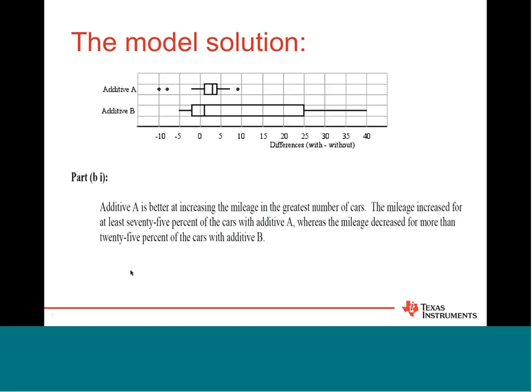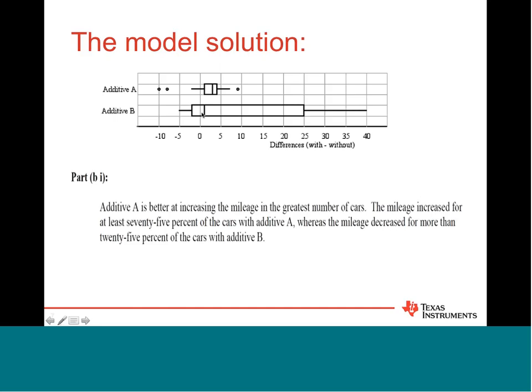So part B, Roman numeral 1: additive A is better at increasing the mileage in the greatest number of cars. The mileage increased for at least 75% of the cars with A, whereas the mileage decreased for more than 25% with B. So you can see the communication part. We've talked about why we took A and why we did not take B. Now, Gail's going to point, and if you look at the at least 75% of the cars, well, the median is at 0, which means there is no increase of gas mileage. And right there is the first quartile where Gail's indicating. And so that means that 75% of the data is to the right of that. So about 75% of the cars got an increase in mileage with A.